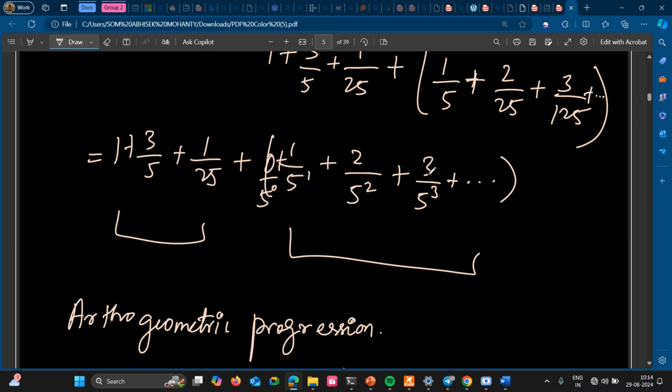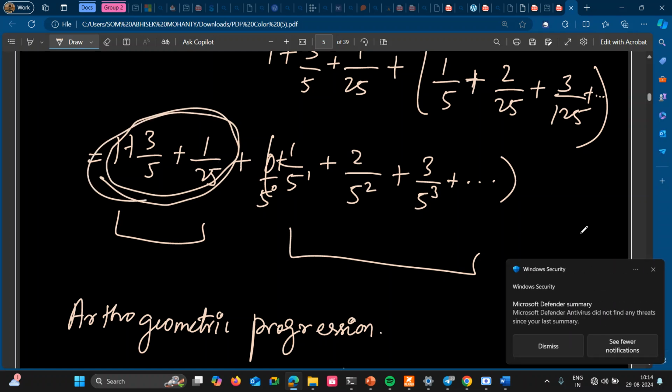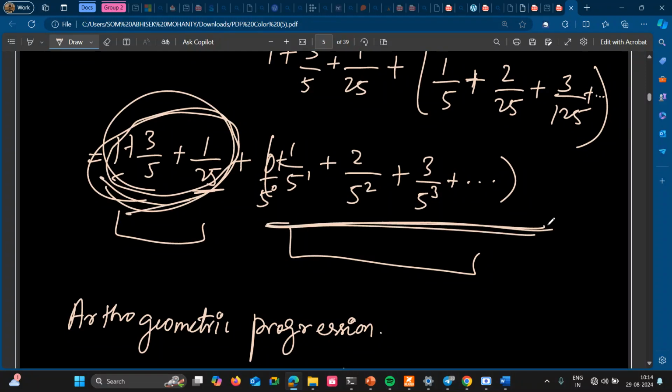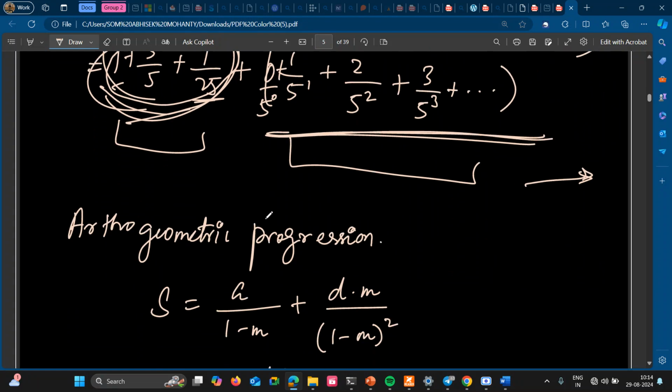See, the arithmetic progression is this one, where the progression starts from here and ends here, so we can simply add them. There's no problem with it. The main problem is this one. This is the progression that goes up to infinity. This one we can simply add, so we don't need to do anything with it. This is the one where we need to apply the formula. So let's do one thing.